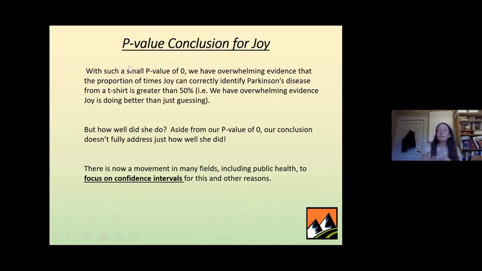With such a small p-value, what we would conclude for Joy is that we have overwhelming evidence that the proportion of times Joy can correctly identify Parkinson's disease from a t-shirt is greater than 50%. That's all that we are saying right now. We just have overwhelming evidence that she is doing better than just guessing.